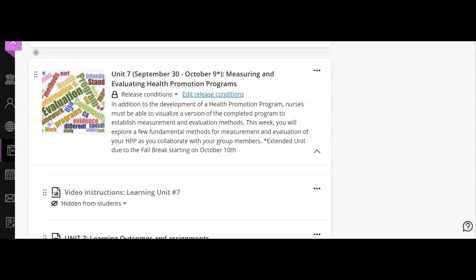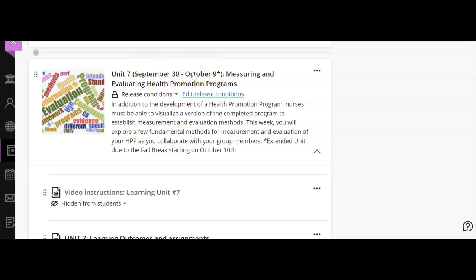We're on to learning unit number 7. That means we're about halfway done with this course and this semester. And you're going to notice something else about learning unit number 7, that the dates, it's an extended learning unit. The reason for that is because we start on our mini fall break October 10th, so this one is extended out a few days.